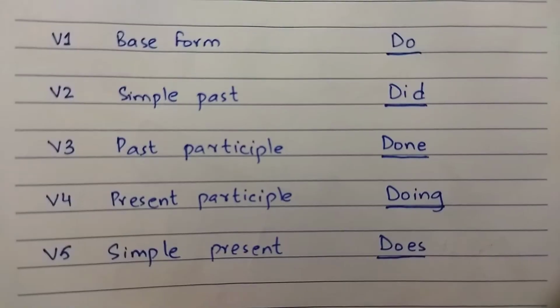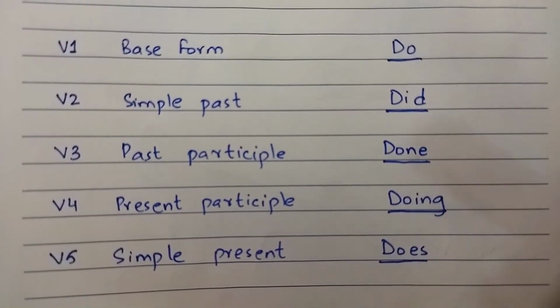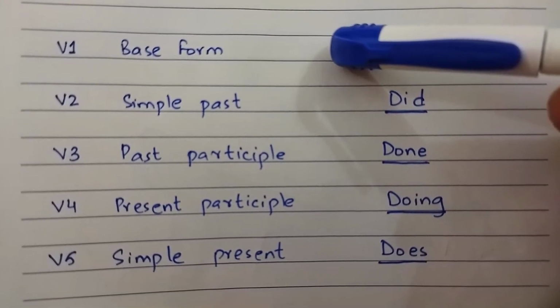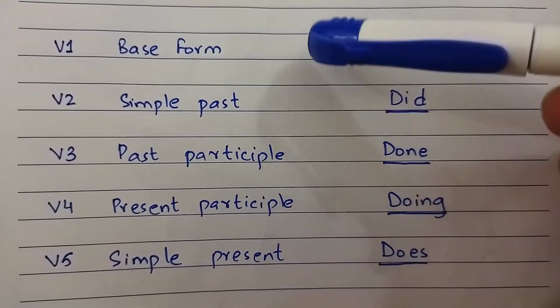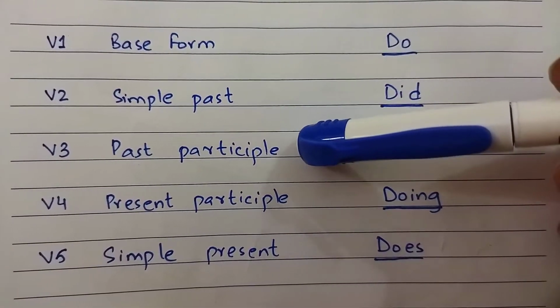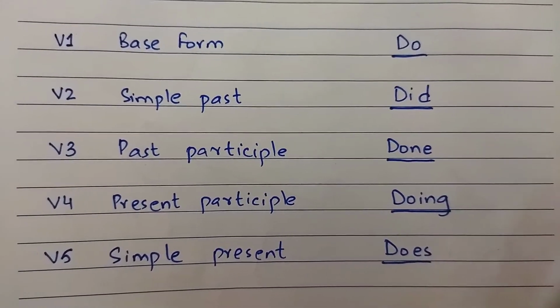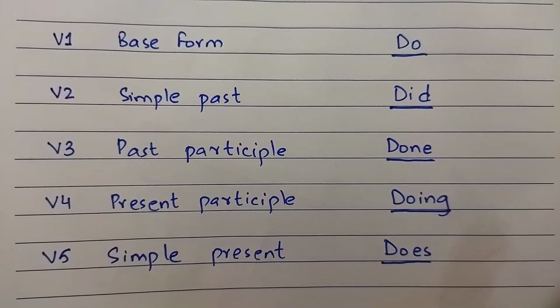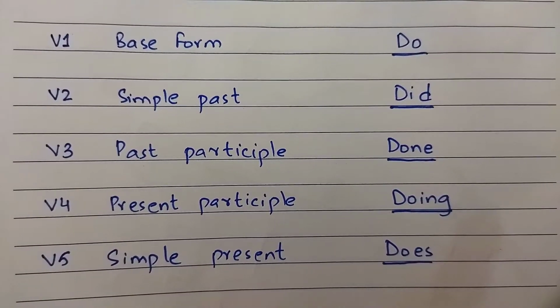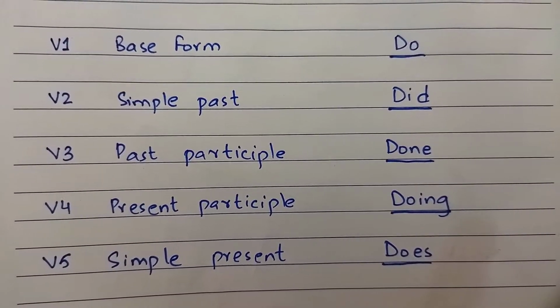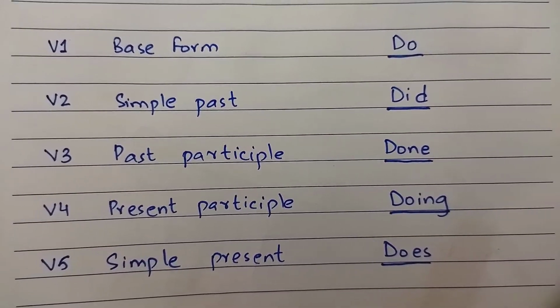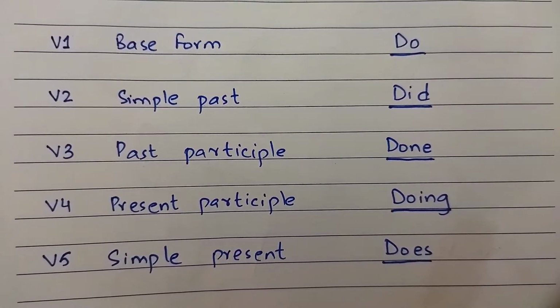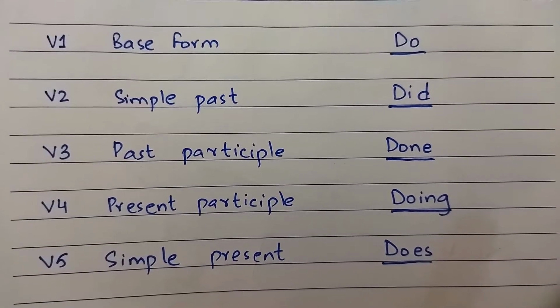Okay, actually there are 3 forms of verbs. Verb number 1, verb number 2, verb number 3. That is the first form of verb, second form of verb, and third form of verb. Because there are 3 tenses, that is present, past, and future. Sometimes something is happening now. Sometimes something happened in the past and some will happen in the future.